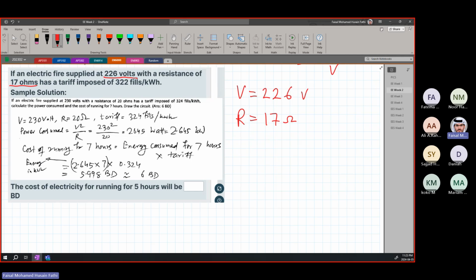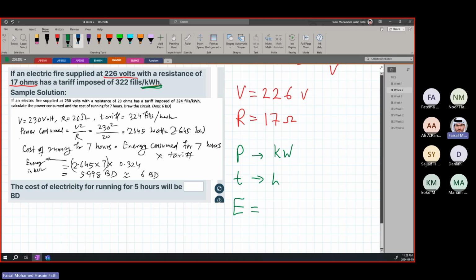What does kilowatt hour mean? This is kilowatt hour. What does it mean? Power is in kilowatts, right or not? Time is in hours. Good. So energy is equal to power times time, as we said before, because power is equal to energy over time. So energy equals power times time. The energy will be in kilowatt hour, or in joules it would be watt second, which equals joules.